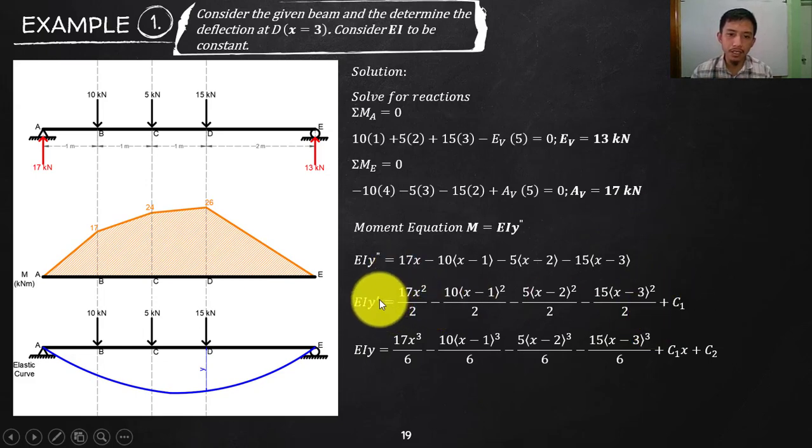So we need to integrate it one more time so that you will end up with y. By the way, EI is constant, so you can forget about that while integrating. So we will focus on the variables y and x. So integrating your y prime will become y, so that is now your deflection.